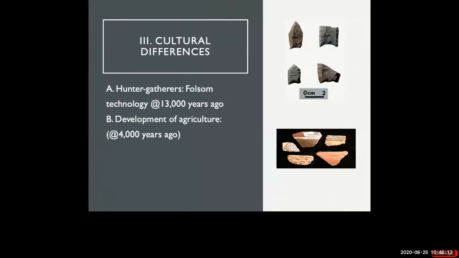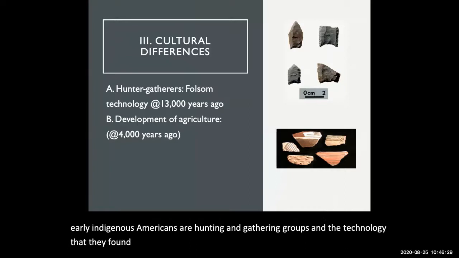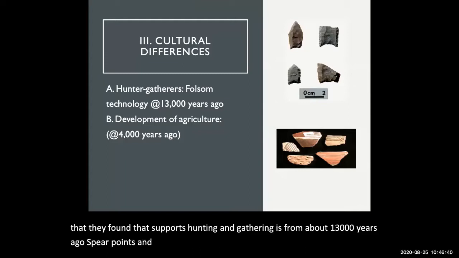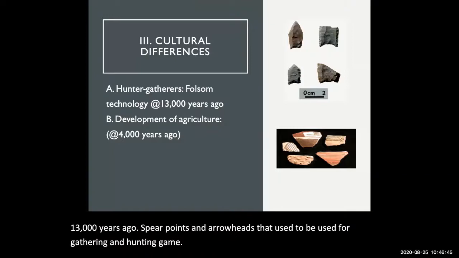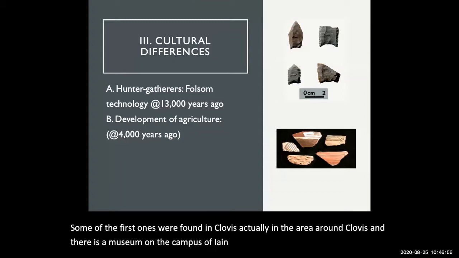Okay, the two major cultural differences that archaeologists identify among the early indigenous Americans are hunting and gathering groups and the technology that they found that supports hunting and gathering is from about 13,000 years ago, spear points and arrowheads that used to be used for gathering and hunting game. Some of the first ones were found in Clovis, actually, in the area around Clovis.